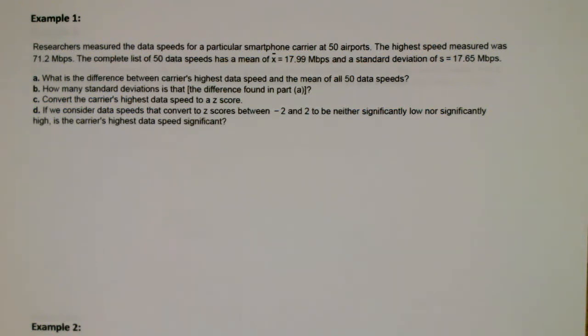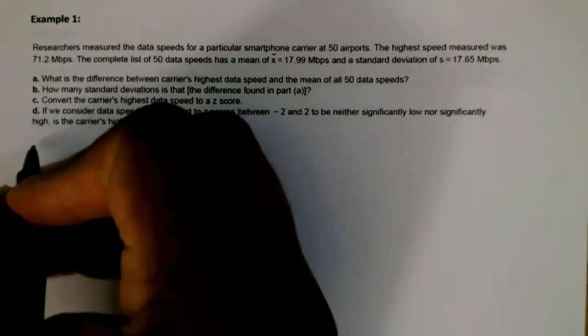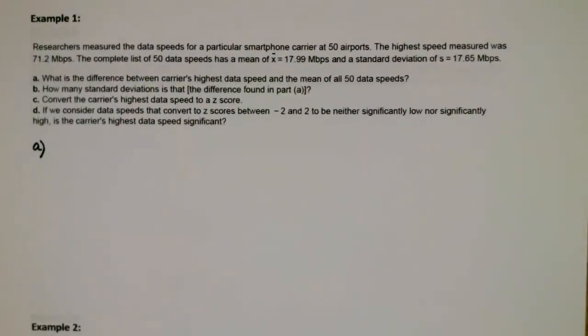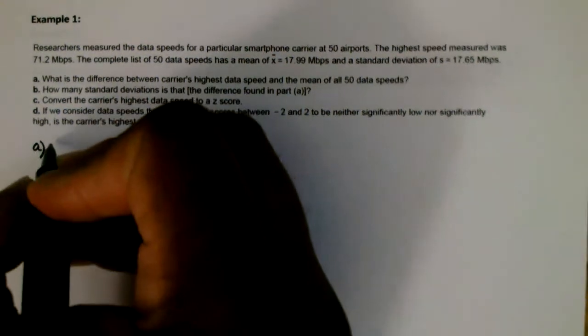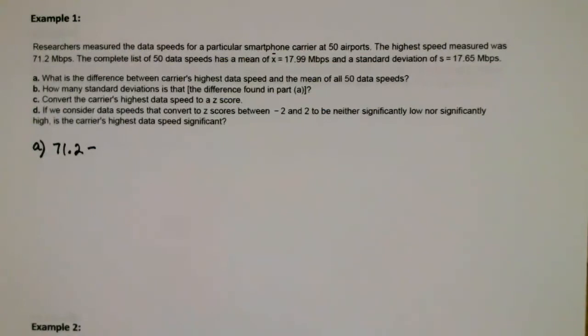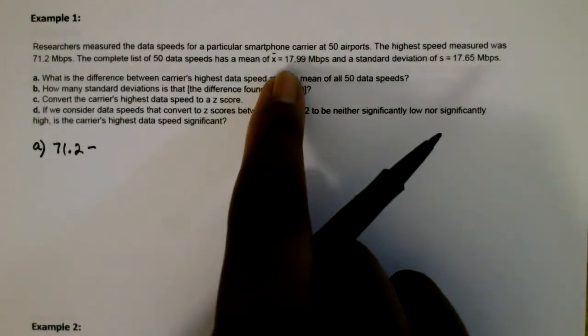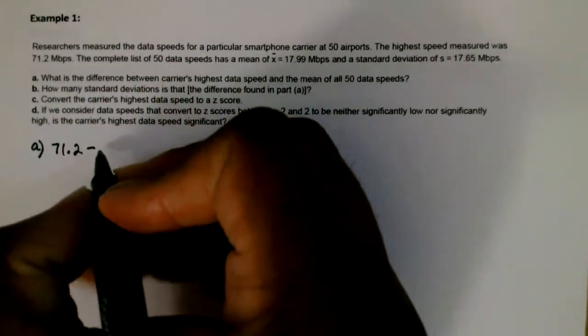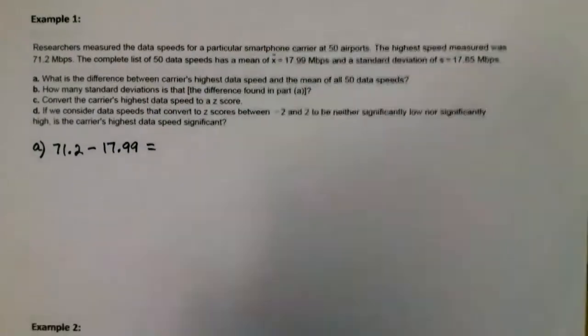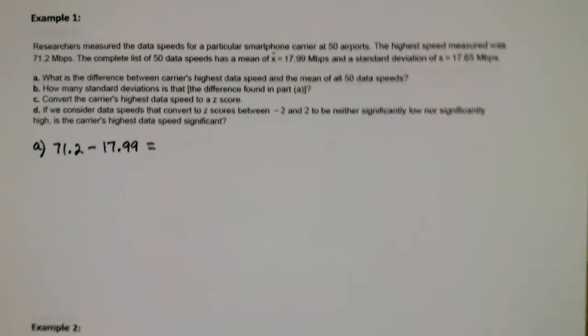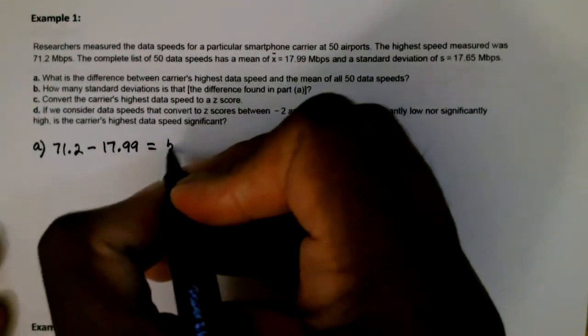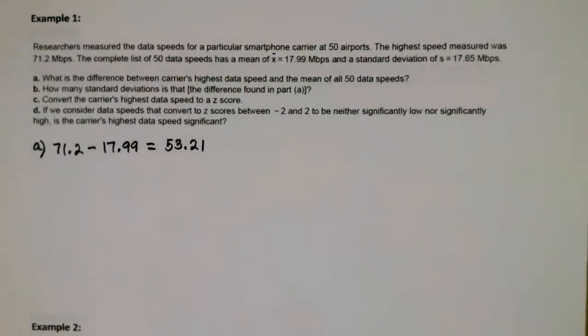In part A, what is the difference between the carrier's highest data speed and the mean of all 50 data speeds? Let's start with that. Finding the difference between the highest data speed, which was 71.2 megabytes per second, we're going to subtract from it the mean of all 50 data speeds, which in this case is 17.99. If I subtract 17.99 from 71.2, I will end up with 53.21. So the difference between the carrier's highest data speed and the mean of all 50 data speeds is 53.21 megabytes per second.